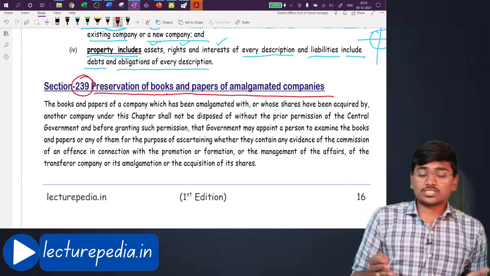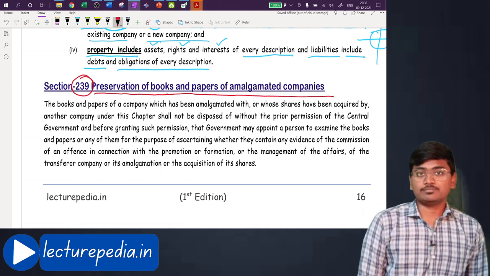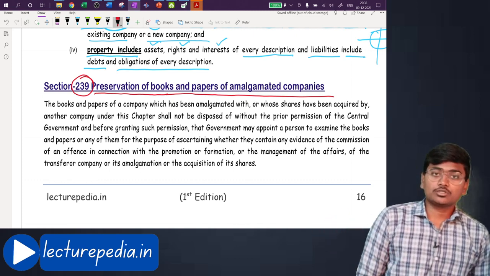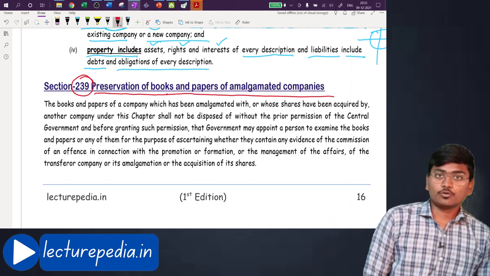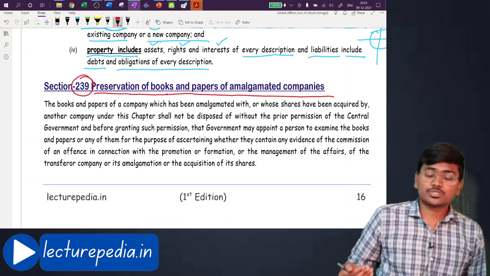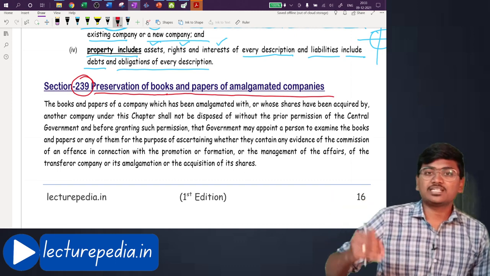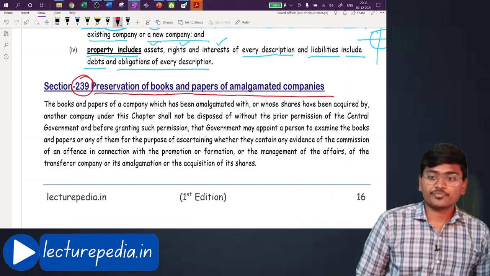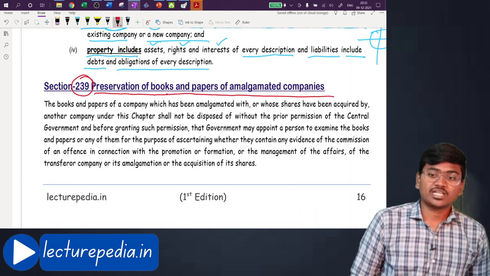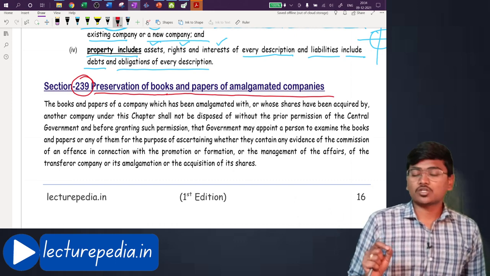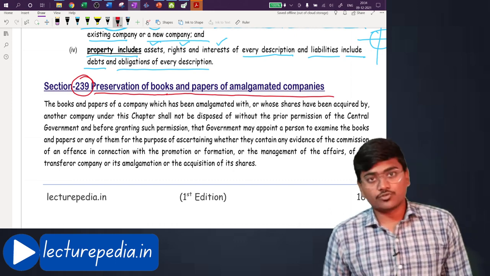See, once the amalgamation has completed, what should the transferor company do with its books? Whether it has to preserve its books, if it has to preserve, for what period it has to preserve, or it can dispose of its books. That will be dealt with by section 239. Let's see what section 239 says regarding preservation of books of these transferor companies.